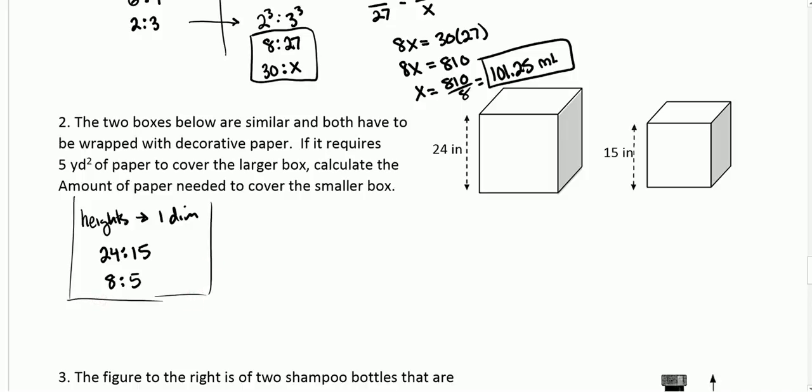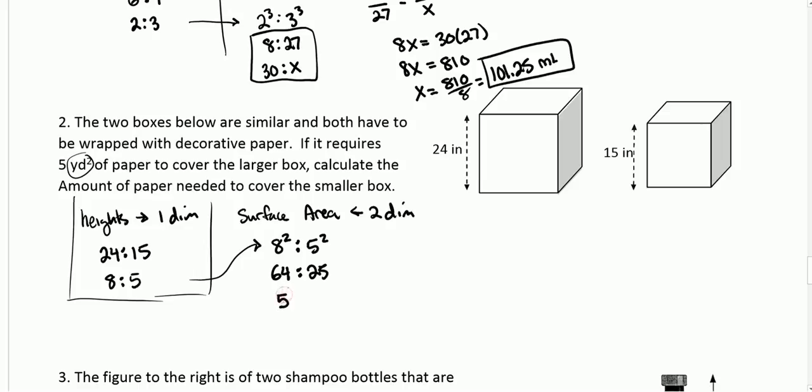So that's our one-dimensional ratio. In the question though, we need to know the amount of paper needed to cover the small box. And if you look at the units for the paper, it's yards squared, which is indicating two-dimensional. This is a surface area type idea. Covering the surface. So this is two-dimensional. And if we have our one-dimensional ratio 8 to 5, we can get our two-dimensional ratio by squaring those. So 8 squared to 5 squared, or 64 to 25.